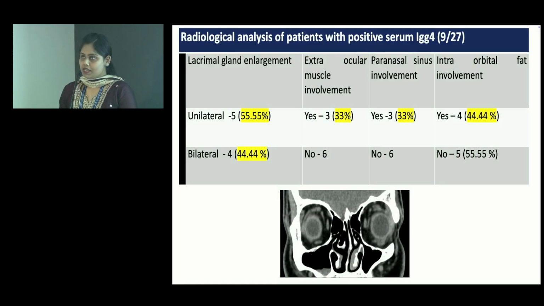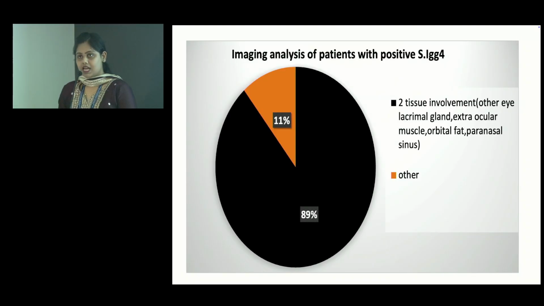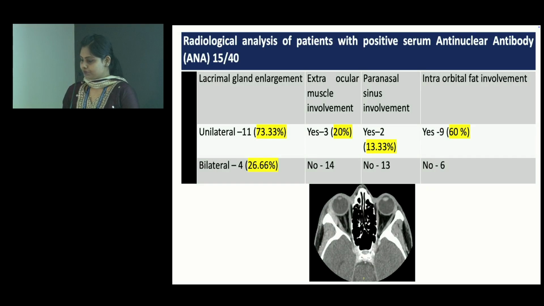Looking at the radiological imaging of IgG4 positive patients, out of 9 patients, 5 had unilateral lacrimal gland enlargement, 4 had bilateral, 3 had associated extraocular muscle involvement, 3 had paranasal sinus involvement, and 4 had intraorbital fat involvement. Here we could see that 89% of the patients with serum IgG4 positivity had 2 tissue involvement in radiology. That is either opposite eye lacrimal gland or extraocular muscle or intraorbital fat or paranasal sinus.